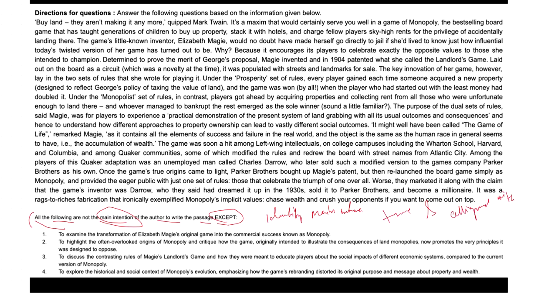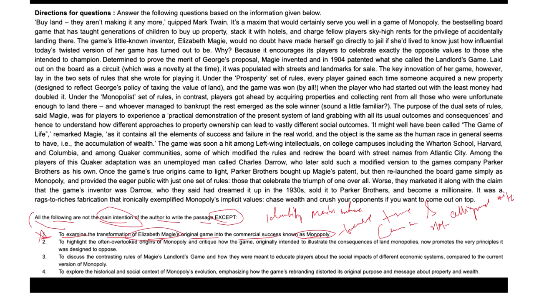The first choice stated: to examine the transformation of Elizabeth Magie's original game into the commercial success known as Monopoly. Now, the first choice focuses on the transformation of Elizabeth Magie's game into Monopoly, and its commercial success. While the transformation is part of the passage, the emphasis on commercial success is not the main focus of the author. So hence we can consider option one is not the main intention of the author to write the passage, right?